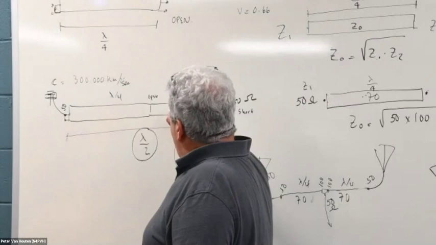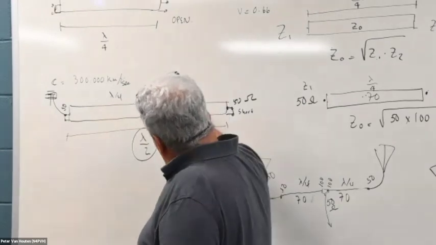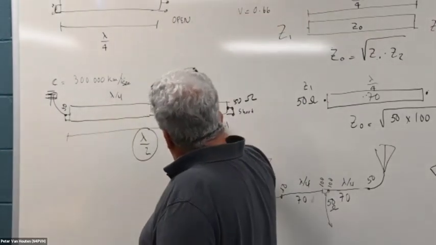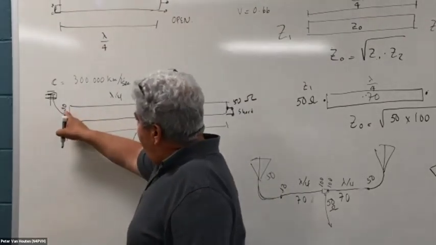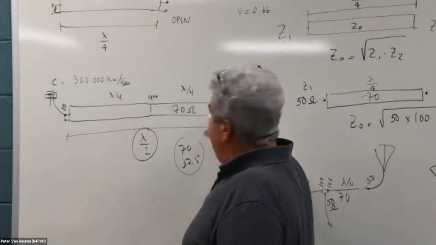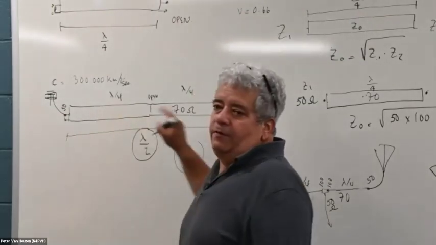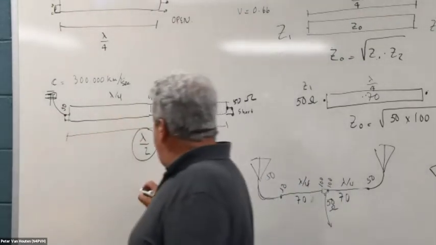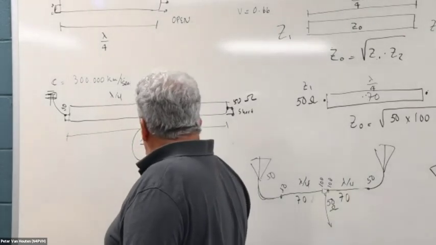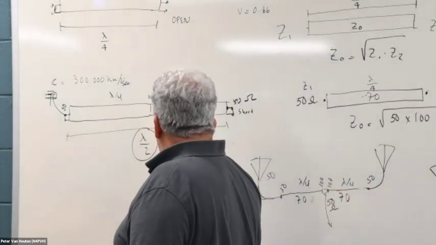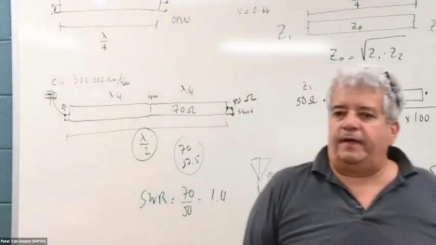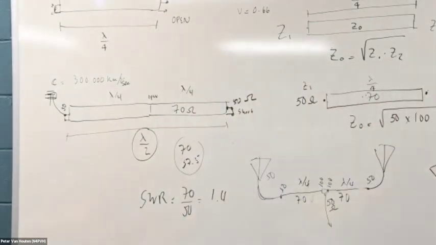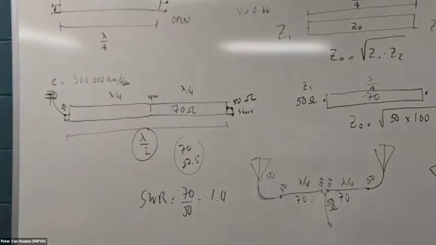So if I put here a 70 ohm line, and it's half wavelength, if I have 50 ohms here, that's what I'm going to see here. But the SWR within the cable is going to be there. In this case, the SWR is going to be 70 divided by 50, so I'm going to have a 1.4 SWR. Sometimes that might come in handy if I don't have any other line and I can cut the cable.